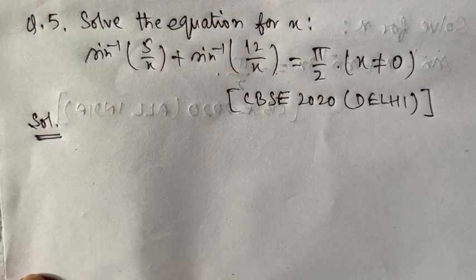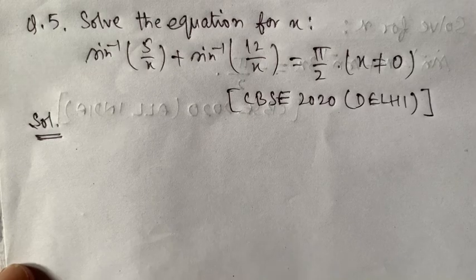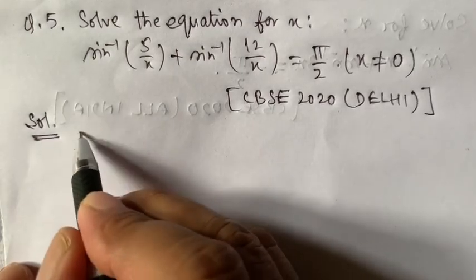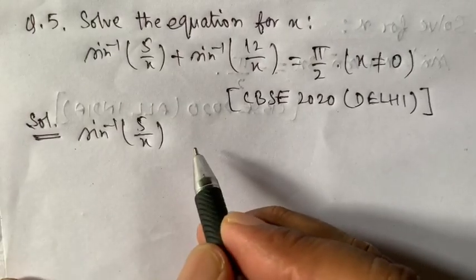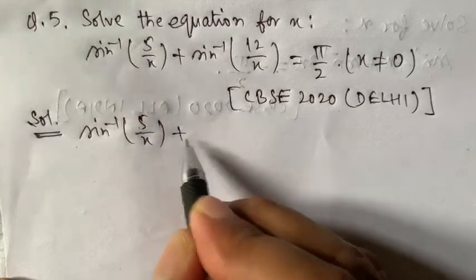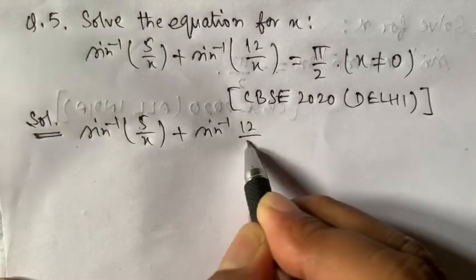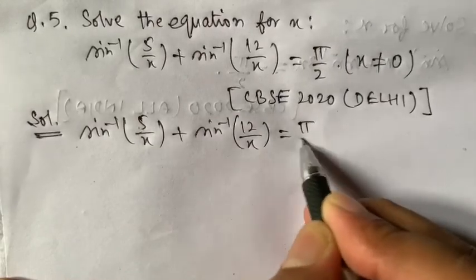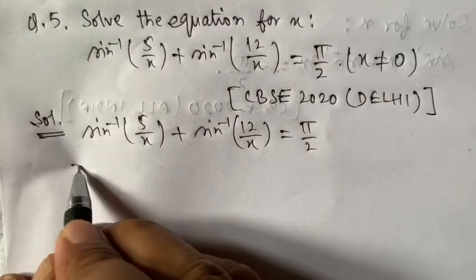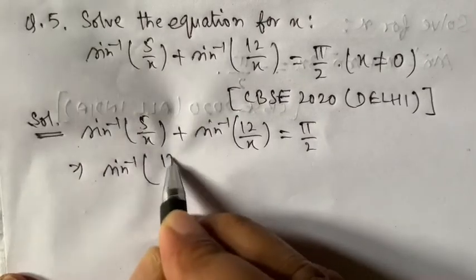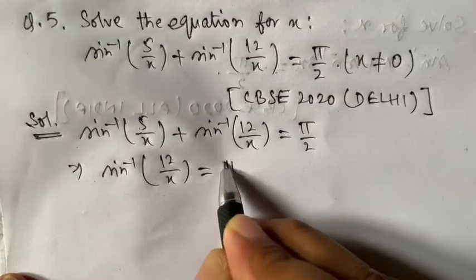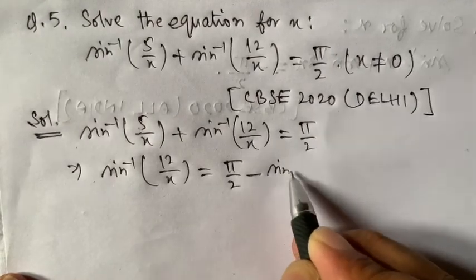Here question number 5 is: solve the equation for x. Sine inverse of 5 by x plus sine inverse of 12 by x is equal to pi by 2, x is not equal to 0. So we need to solve it. It is an inverse trigonometric function. Then we will bring this to the other side. It will be sine inverse of 12 by x is equal to pi by 2 minus sine inverse of 5 by x.